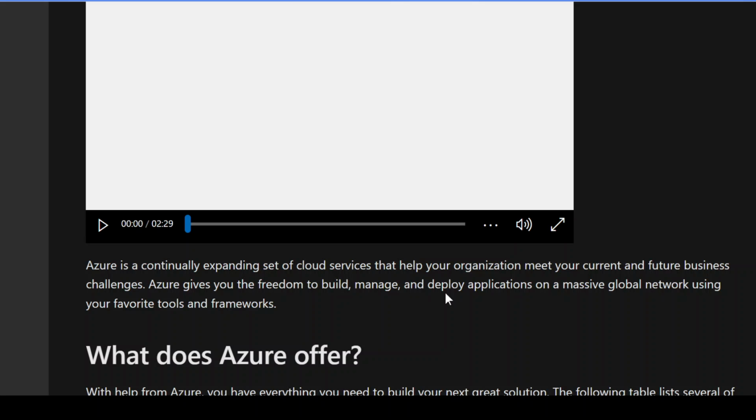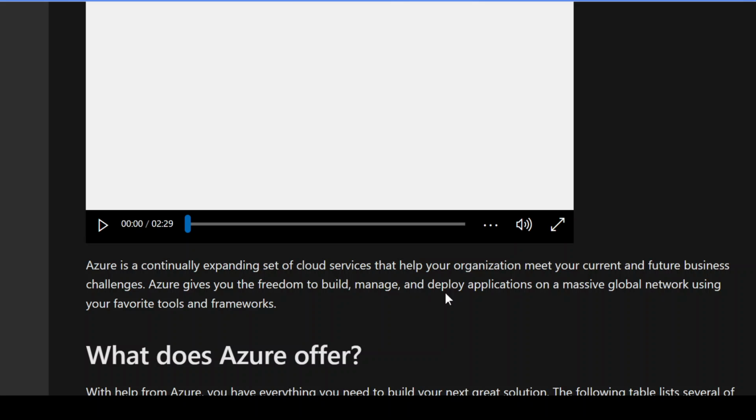Alright, so what does Azure offer? With help from Azure, you have everything you need to build your next great solution. The following table is several of the benefits that Azure provides so you can easily invent with purpose. Be ready for the future. Continuous innovation from Microsoft supports your development today and your product visions for tomorrow.